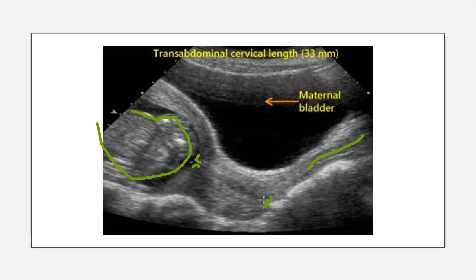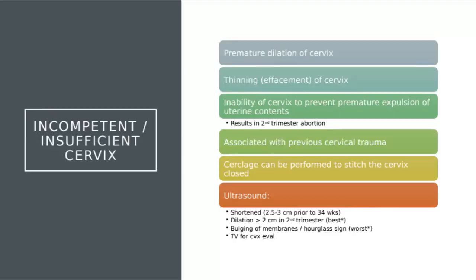Our cervix is nice and closed. We don't see any fluid accumulating in there. So perfect, nice and healthy. Now, when we don't see that, we need to question incompetent cervix or insufficient cervix or premature dilation or thinning. So we need to really make sure that we can evaluate that cervix at least 3 centimeters long and closed.